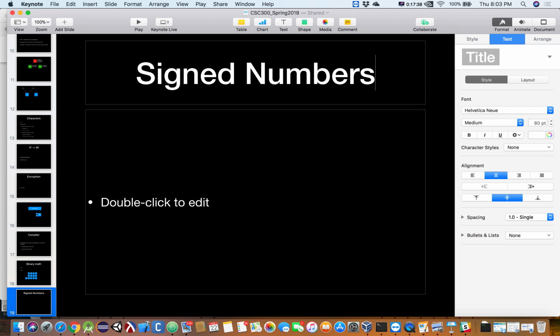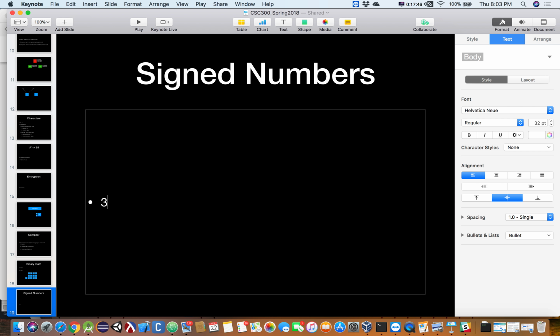So at this point, we've been working with unsigned numbers, so only positive values. The number 3 in binary is a 0, 1 in the 2's place, 1 in the 1's place. So if we write it as a nibble, it looks like that. What if we want to represent the number -3?